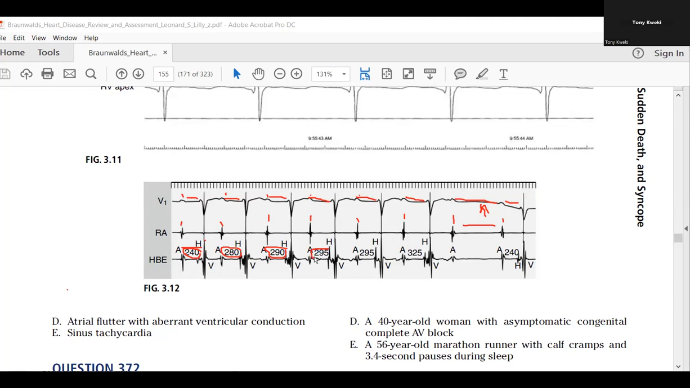Luckily, in this drawing, we see that it was 240 ms, and then it goes to 280, then to 290, to 295, to 295, prolongs to 325, and then there's a drop, of course. What this is telling us is that, you can see that in that last one, there's no AH. So we have an A, and there's a drop in the H. And there is a drop in that one almost corresponding to the same place.